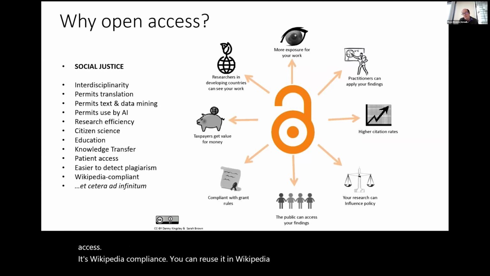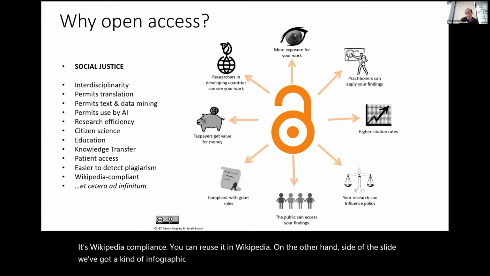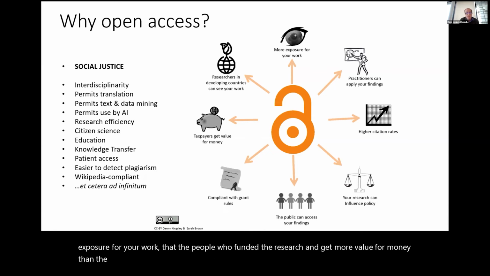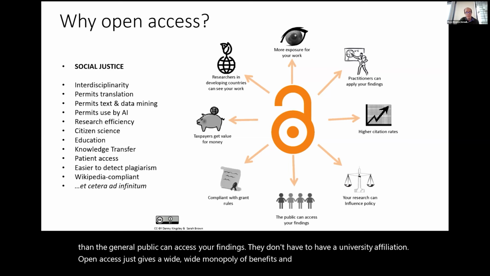On the other side of the slide, we've got an infographic for researchers showing that it gives higher citation rates, more exposure for your work. The people who funded the research get more value for money. The general public can access your findings. They don't have to have a university affiliation. Open access just gives a wide panoply of benefits, and that's why open access to research is very important.